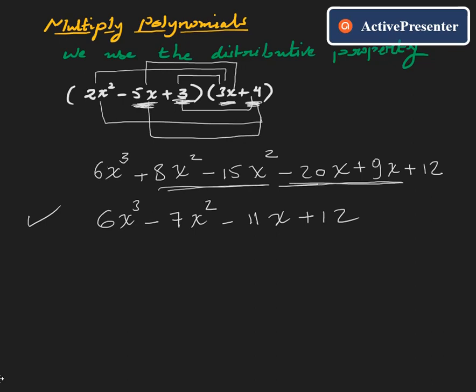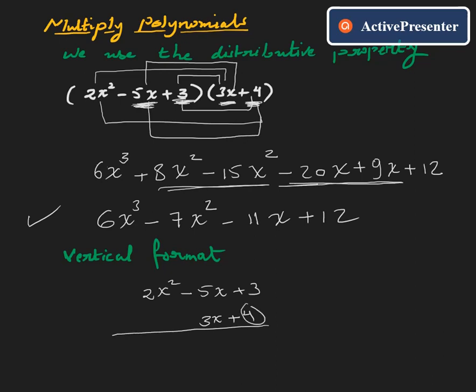There is another way, which is the vertical format. It is the normal multiplication that you are used to. For example, if you multiply these two polynomials together, the first polynomial is 2x squared minus 5x plus 3 multiplied in 3x plus 4. In the vertical format, you start multiplying 4 into 3, into minus 5x, into 2x squared.